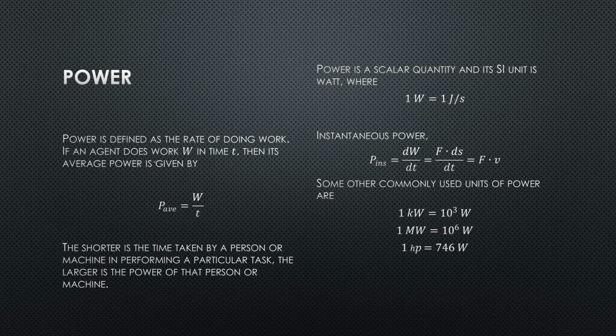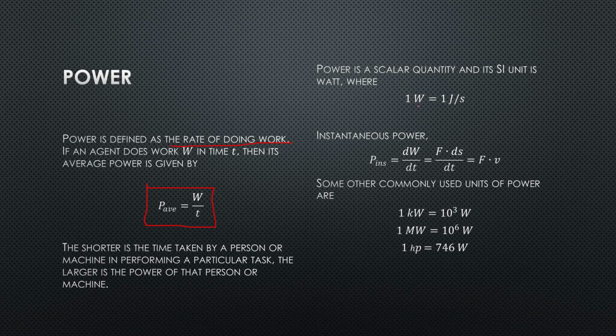Power. So power is defined as the rate of doing work. So if an agent does work of W in time t, then its average power is given as work over time. So this is the formula for power. Okay, the shorter the time taken by a person or machine in performing a particular task, the larger is the power of that person or machine. So power is a scalar quantity.